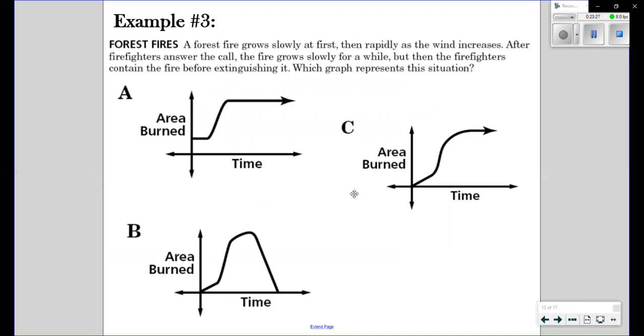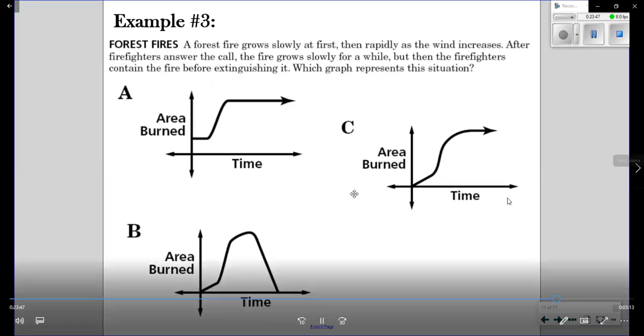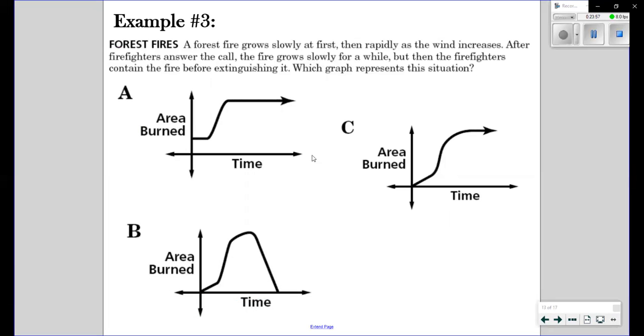The last one is example number 3, and it's dealing with forest fires. A forest fire grows slowly at first, then rapidly as the wind increases. After firefighters answer the call, the fire grows slowly for a while. But then the firefighters contain the fire before extinguishing it. Which graph represents this situation? So we have 3 different graphs, and we have to find the one that best works with this story that we just looked at. So we know that the fire grew slowly.